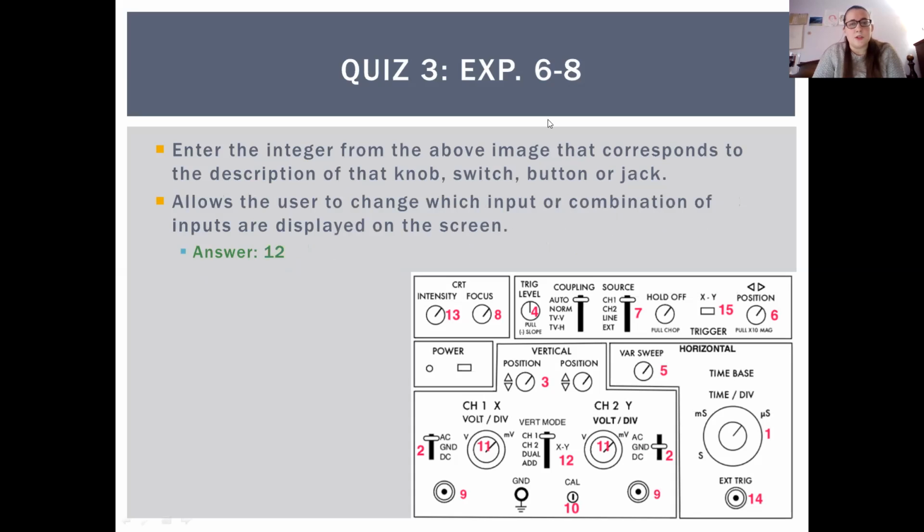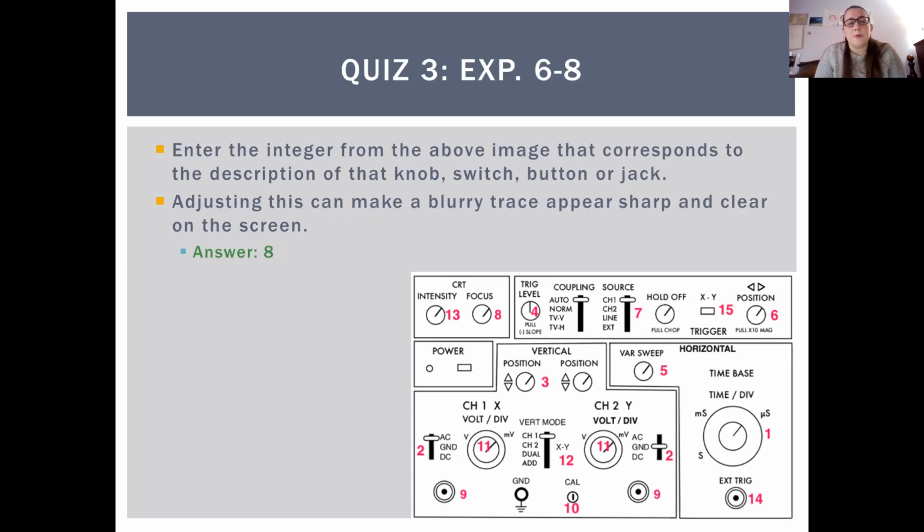Next one, which allows the user to change which input or combination of inputs are displayed on the screen. That would be number 12 here, where we can change from channel 1 to channel 2. Dual means both displayed, kind of overlapping each other, and add means you add the signals together to get a different wave or a different display. So that's knob, well, I guess it's not a knob, it's a switch, 12.